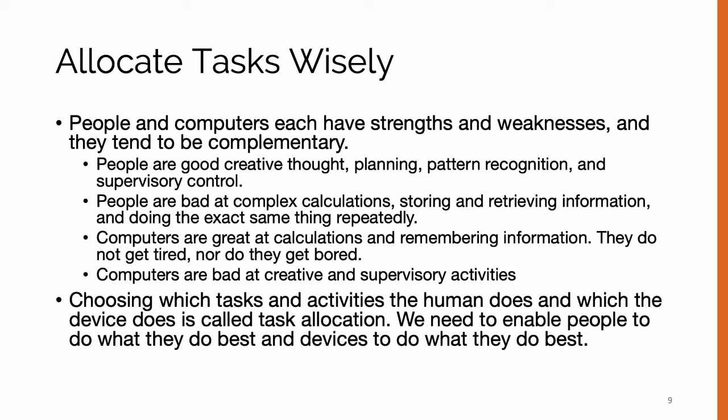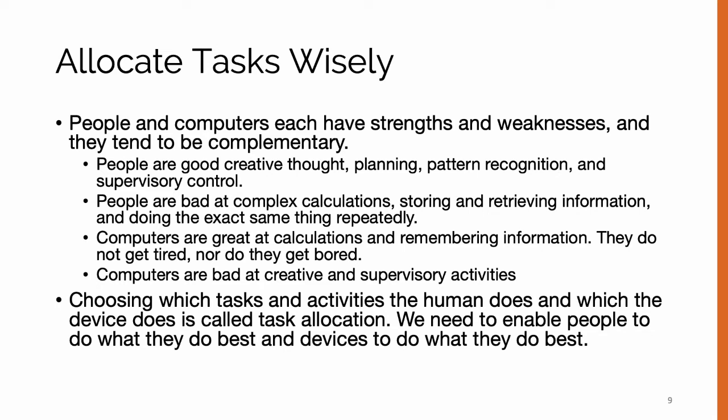Allocate tasks wisely. What I mean by that is there's certain things that humans are good at and certain things that computers are good at, and it makes sense to allocate those things accordingly. People and computers have strengths and weaknesses, and they tend to be complementary. People tend to be good at creative thought, planning, etc., whereas they're bad at complex calculations, storing and retrieving information, and doing the exact same thing repeatedly. Computers, on the other hand, are really wonderful at calculations and remembering information. They don't get tired, they don't get bored like humans do, but they're bad at creative and supervisor activities.